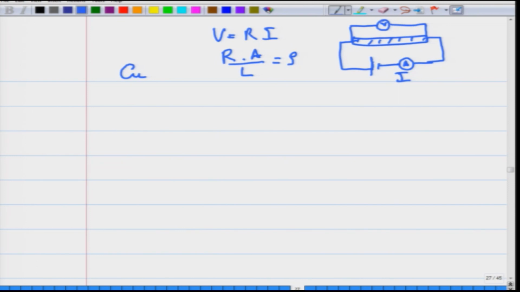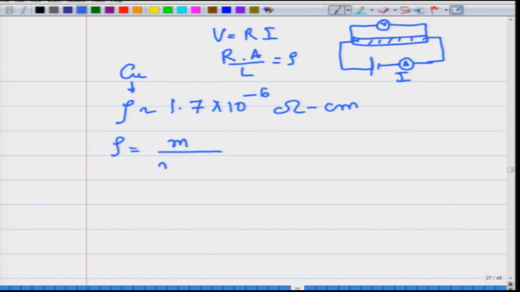And in that way, if you do the experiment very carefully, you will get a fairly good estimate of your rho. For copper, the resistivity at room temperature is known to be about 10 raised to minus 6 ohm centimeter. It is typically in the range 1.5 to 1.7 micro-ohm centimeter for a very clean piece of copper. Now, if you recall, from Drude's model the resistivity depends on m divided by Ne square tau. You know the mass of the electron, you know the charge of the electron. What is this N? N is the density of the electrons.